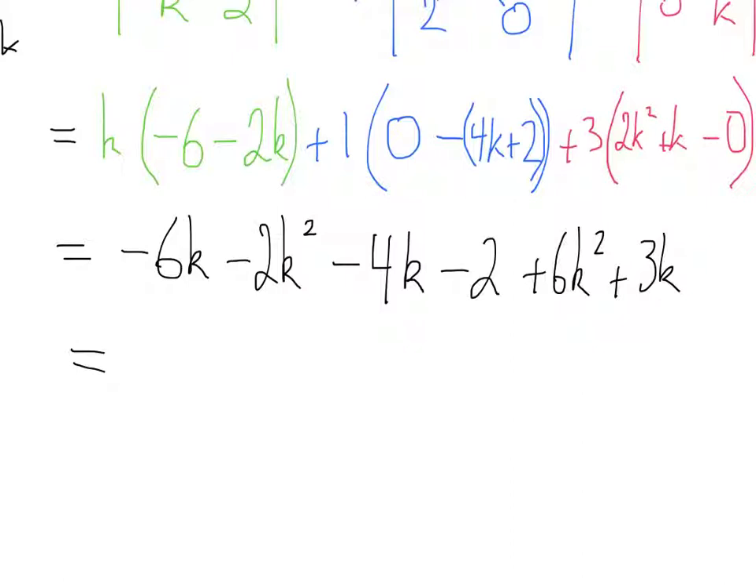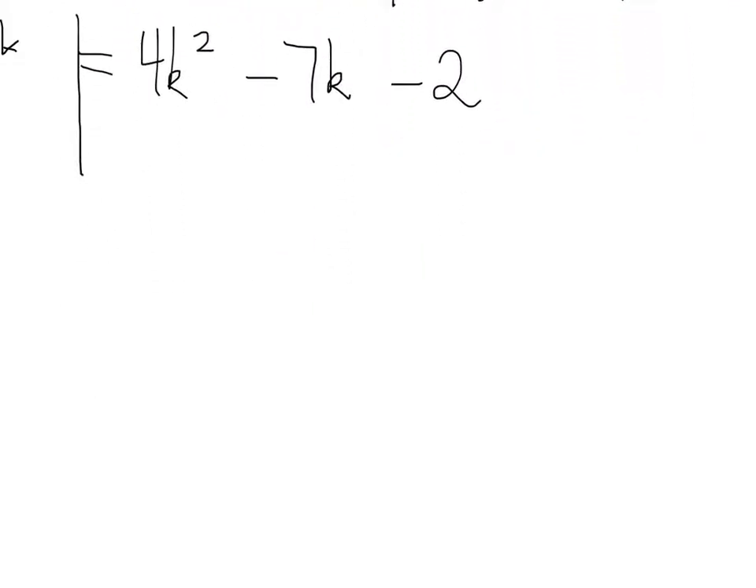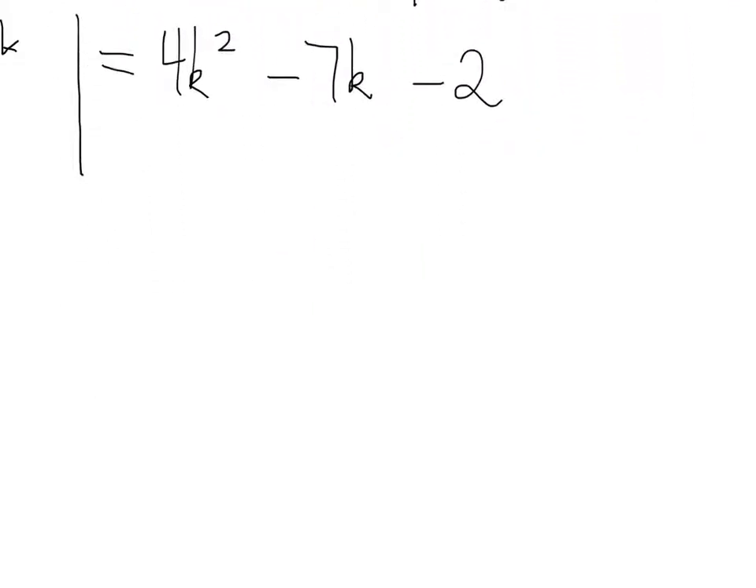Well, we've got -2k squared and 6k squared gives me 4k squared. I've got 3k and -4k and -6k, so that's going to give me -7k, and I take 2 on the end. Okay, so to do this, it's a quadratic. So remember that means we're going to use the quadratic equation.